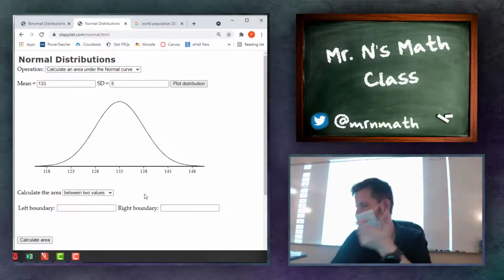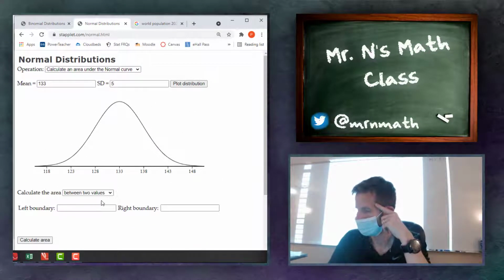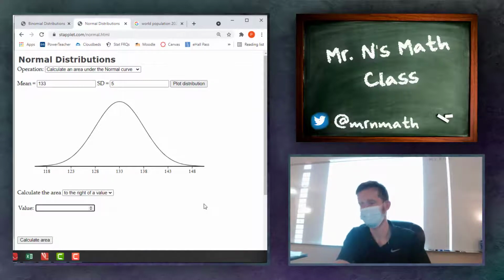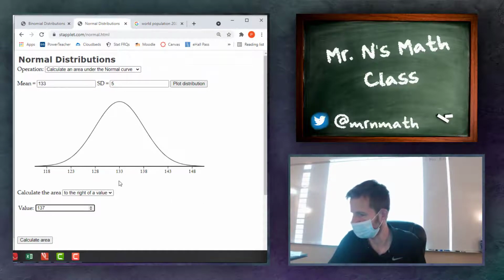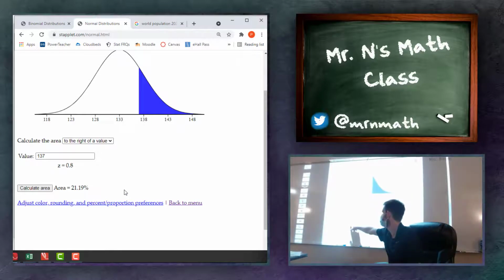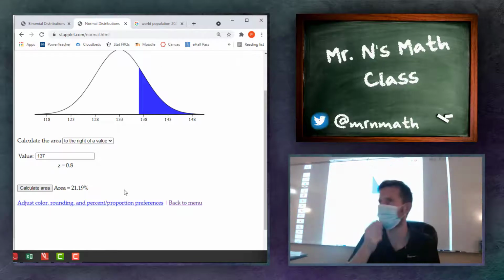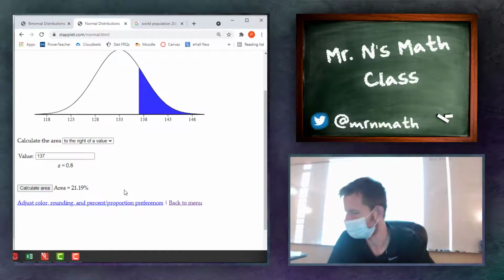Now, this is actually super intuitive, but you're not going to have this option on the AP exam. So I want to find the area to the right of a value, and the value is going to be 137. So we're saying what is the probability that something is to the right of 137? And it shades it, so that's nice. And then it tells you that area is 21.19% of the total, or 0.2119.